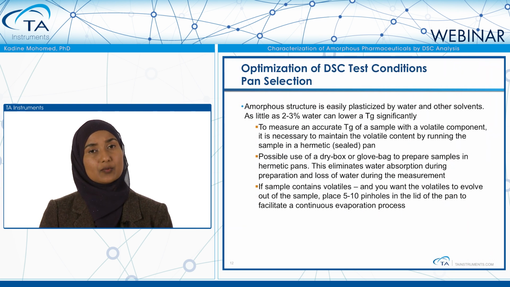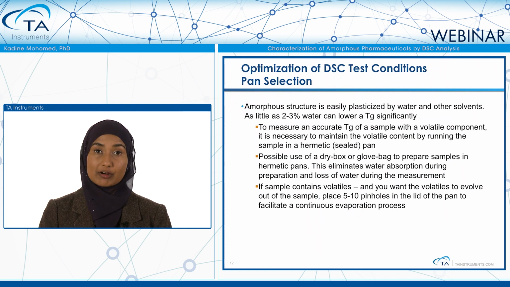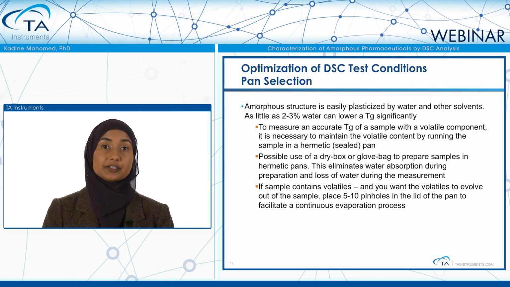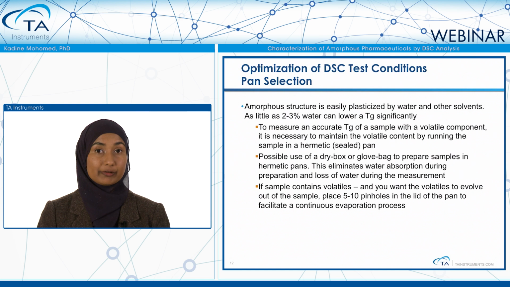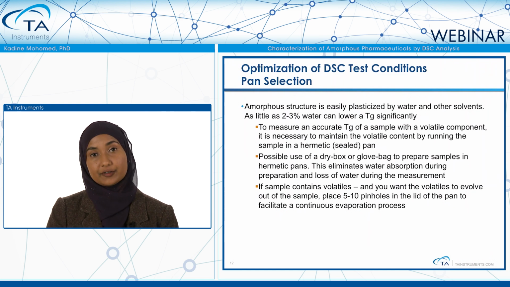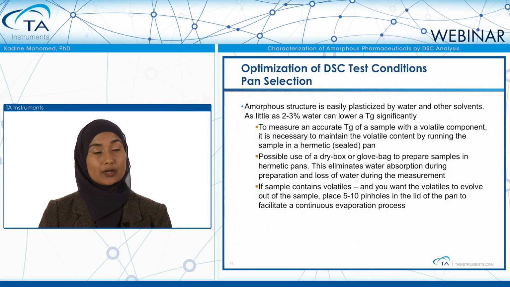If you would like to know the glass transition of the dry sample, you may consider doing a heat, cool, reheat test, where on the first heat you're driving off the water content. Placing a few pinholes into the lid of the pan can help facilitate the evaporation process. And then cool the sample down, reheat the sample, and look at the glass transition on that second heat.